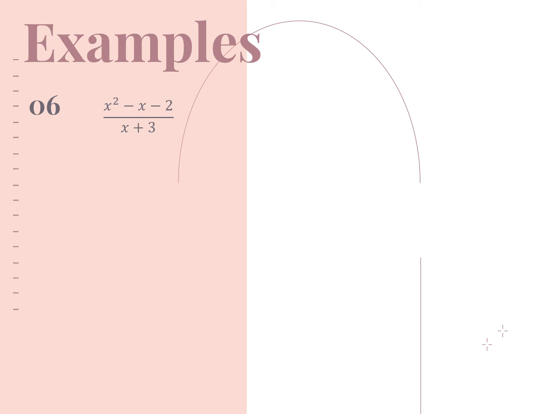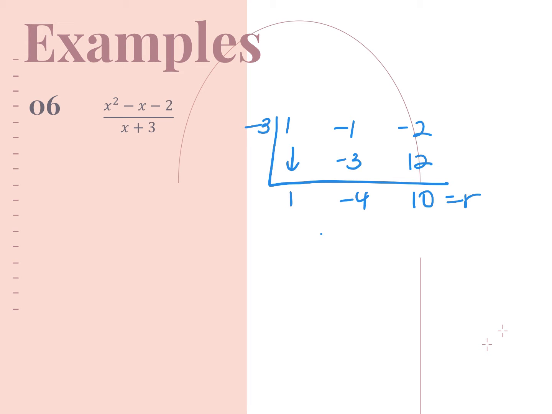All right, so this one: are my exponents in decreasing degree order? Is there anything missing? No. Can I do synthetic? Yes. So my coefficients would be 1, negative 1, and then the constant negative 2. Draw the bar. What goes on the outside? Good. Bring down the 1. Multiply the negative 3 times 1. Put it in the next column. Add it. Multiply the negative 3 times negative 4. Put it in the next column. Add it. That's my remainder. Then the negative 4 is my constant. The 1 gets the x. So it would be x minus 4 plus 10 over x plus 3.